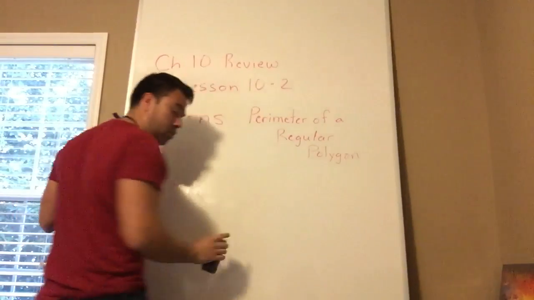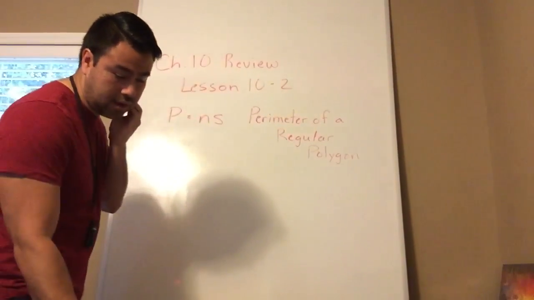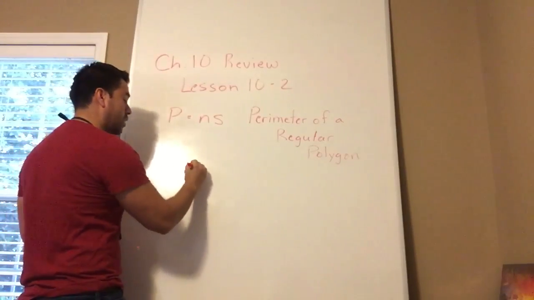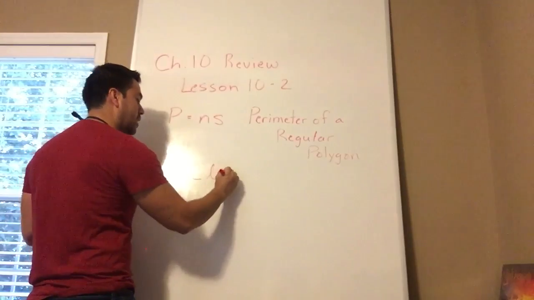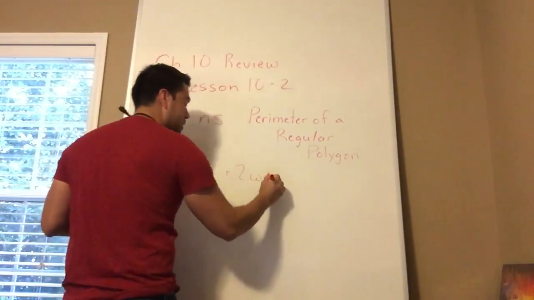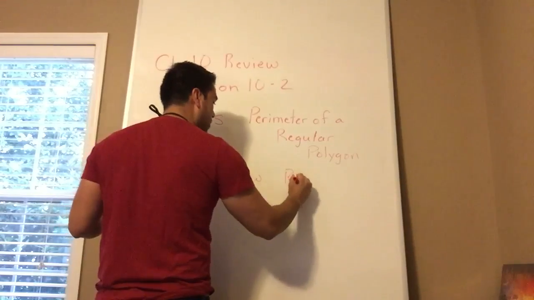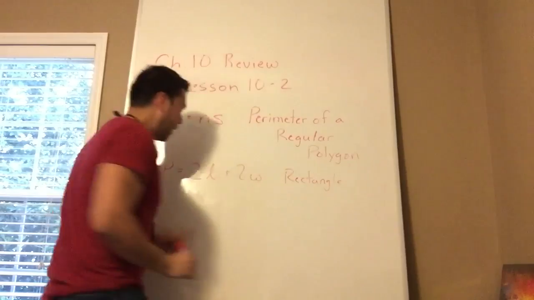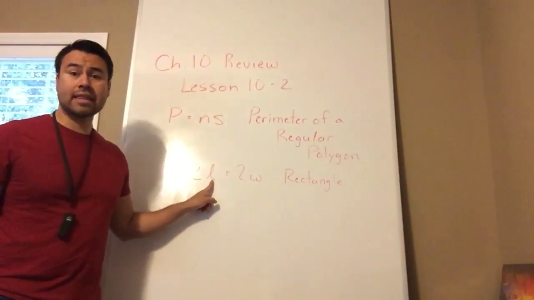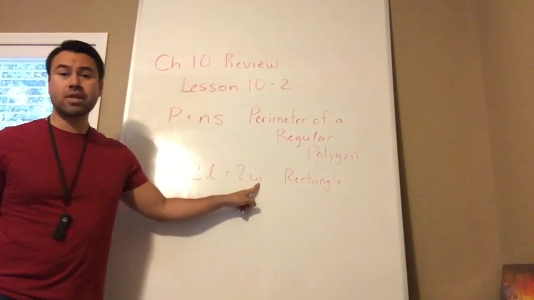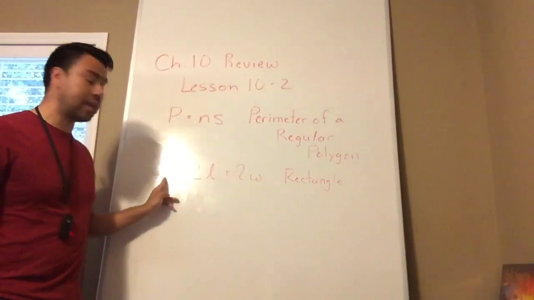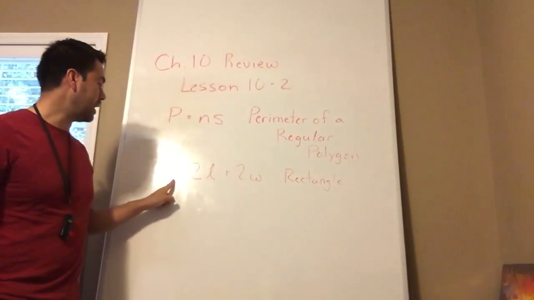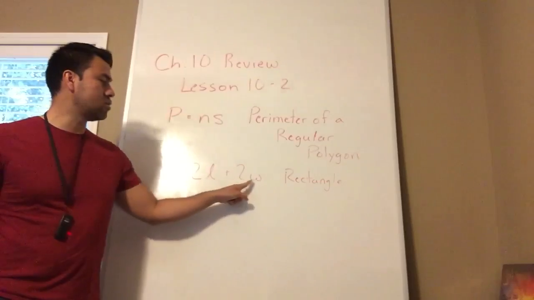Okay, the second formula that you needed to know was the perimeter of a rectangle, which is 2 times the length plus 2 times the width. So this is the perimeter of a rectangle, where L stands for the length and W stands for the width. And again, that's P. I know there's a big glare right here. P equals 2L plus 2W.